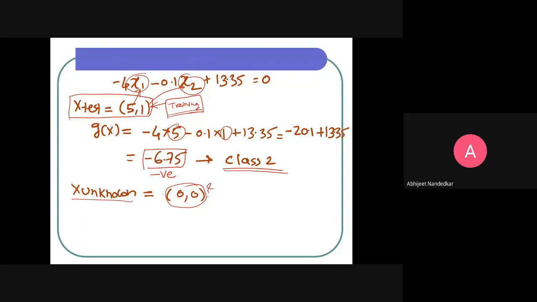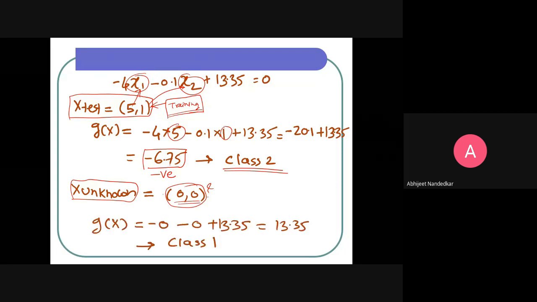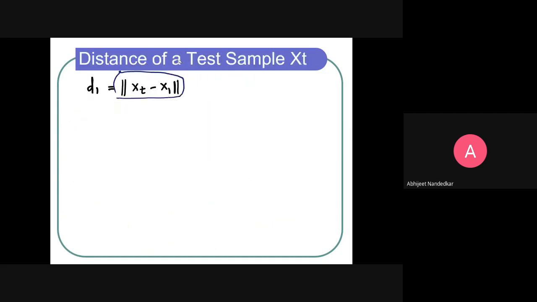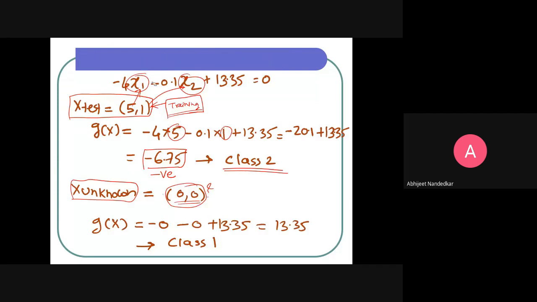Now, suppose some unknown measurement appears to you as (0, 0), what happens? I have to put now in place of x1 and x2 this (0, 0), and then the constant 13.35 will be there. So the answer is positive, so I will declare this as class 1. So the input (0, 0) now belongs to class 1.